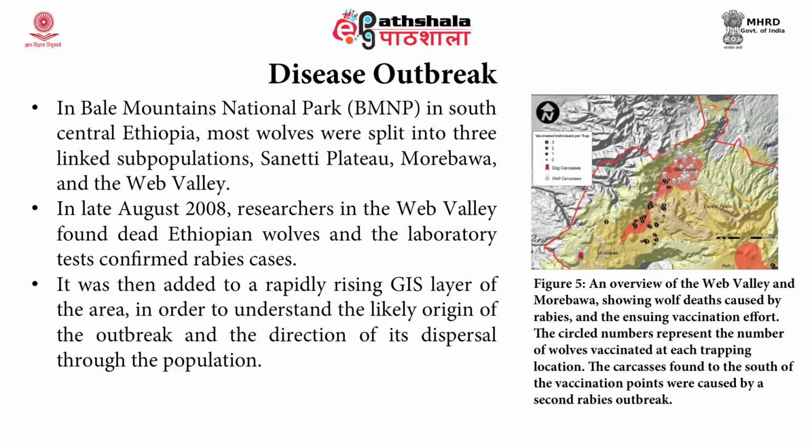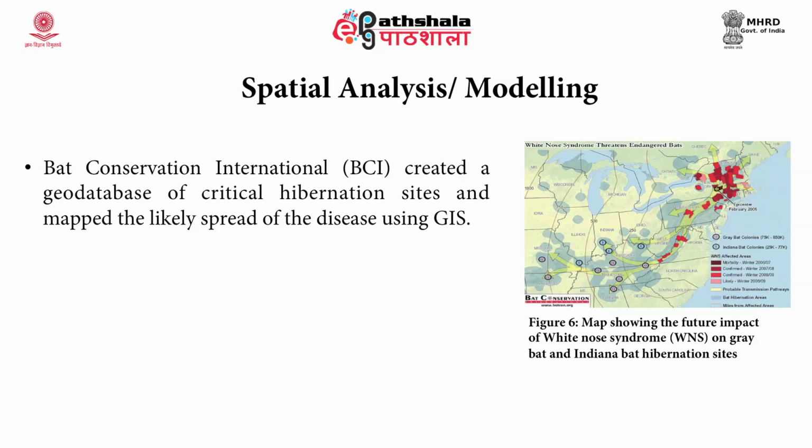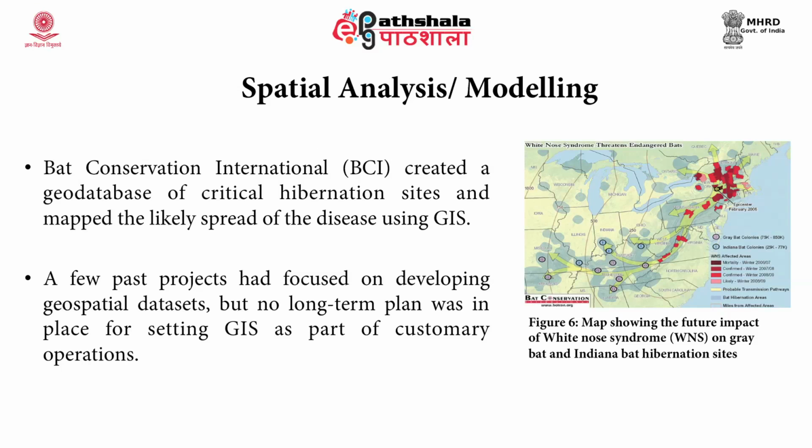The circle numbers in this figure represent the numbers of wolves that had been vaccinated at each trapping location. The carcasses found to the south of the vaccination points were caused by a second rabies outbreak. Another example is spatial analysis or modeling, which has been shown in the figure, where the future impact of white nose syndrome on bats and their hibernation sites has been discussed. Bat Conservation International created a geodatabase of critical hibernation sites and mapped the likely spread of the disease using GIS. A few past projects had focused on developing geospatial data sets, but no long term plan was in place for setting GIS as a part of the customary operations.